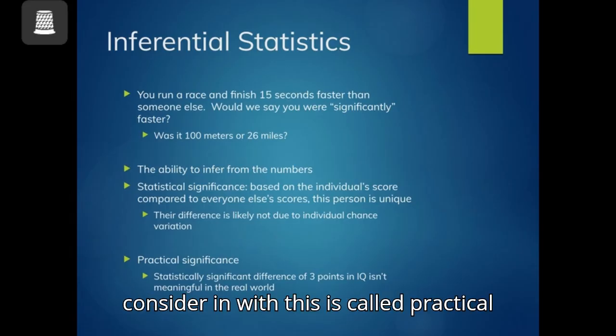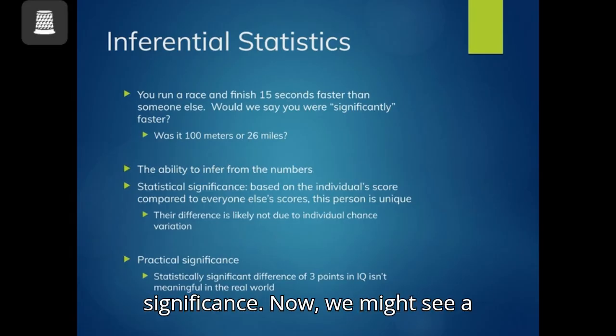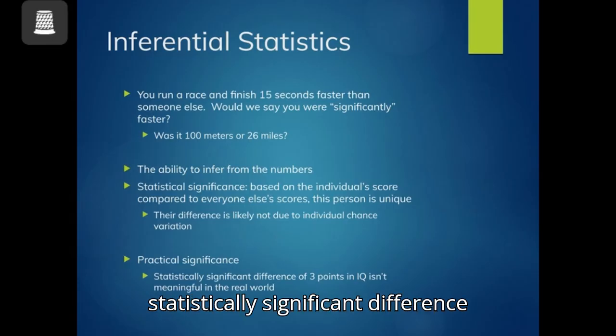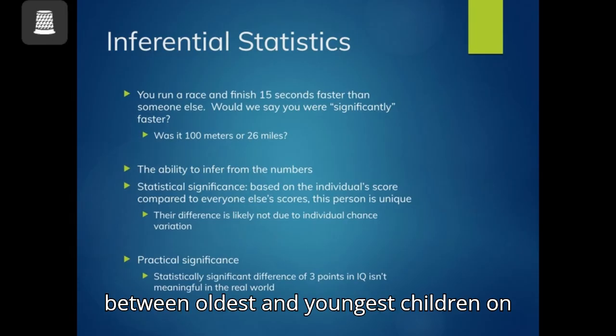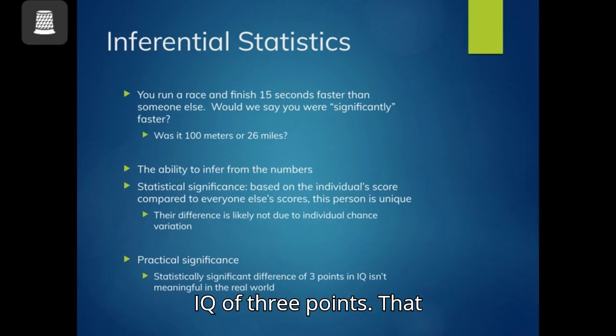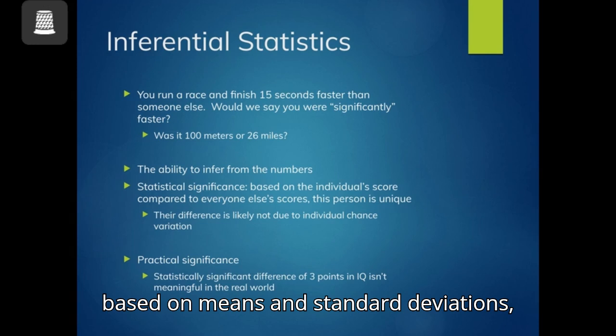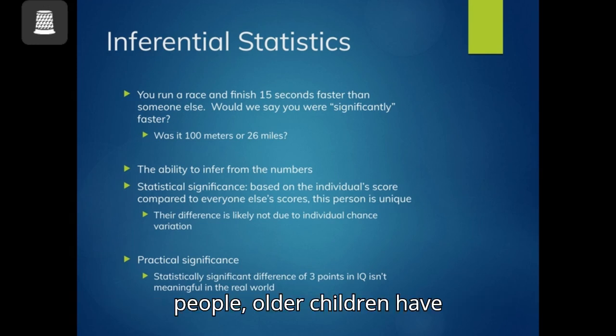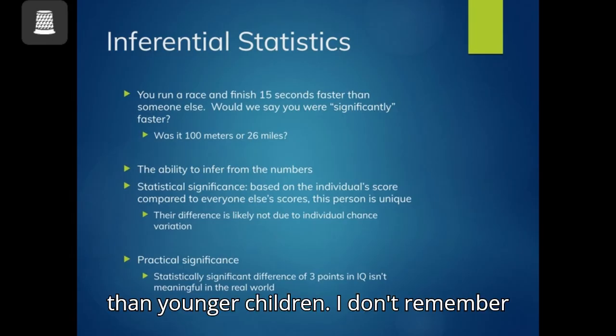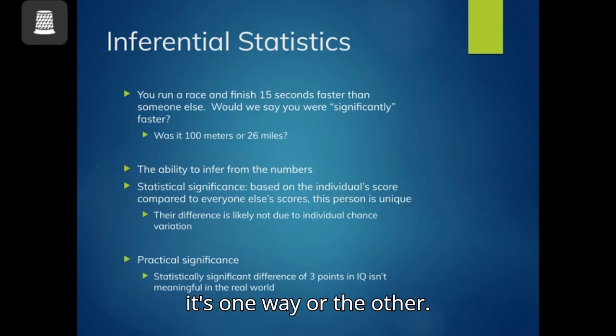Now, another thing that we have to consider with this is called practical significance. We might see a statistically significant difference between oldest and youngest children on IQ of 3 points. That means that statistically, based on means and standard deviations, older children have an IQ 3 points higher than younger children. I don't remember if it's actually in this direction, but it's one way or the other. But 3 points of IQ isn't very much.